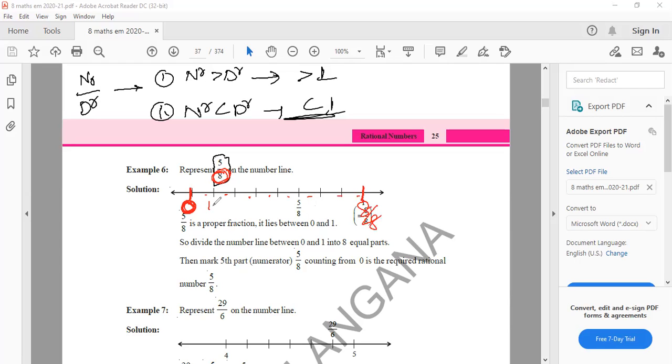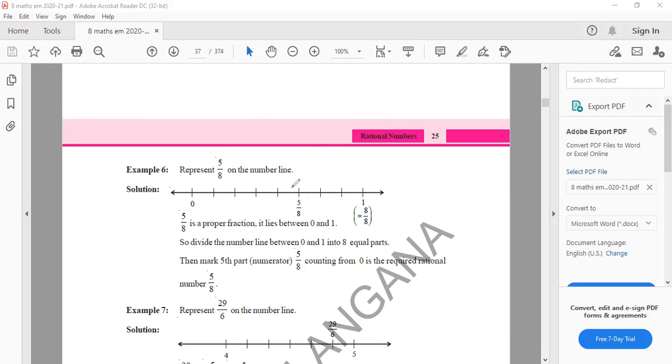Now you know: 1 by 8, 2 by 8, 3 by 8, 4 by 8, 5 by 8, 6 by 8, 7 by 8, 8 by 8. But what is required? Only 5 by 8 is required, right? You write 5 by 8 here. The other marks you can erase. Counting first, second, third, fourth, fifth, this is 5 by 8.